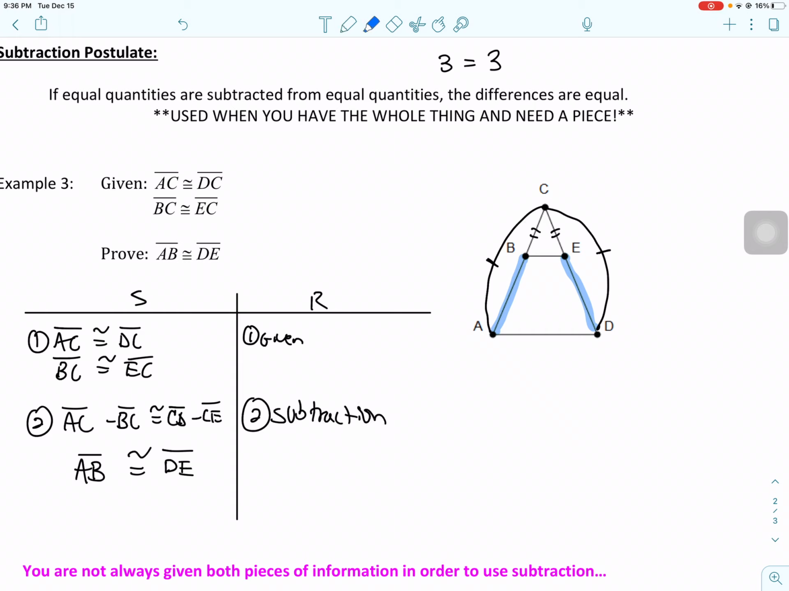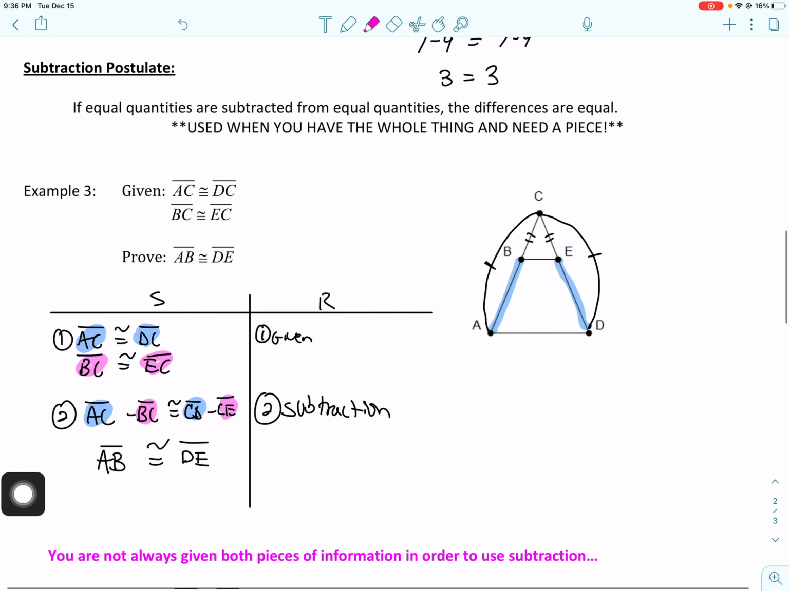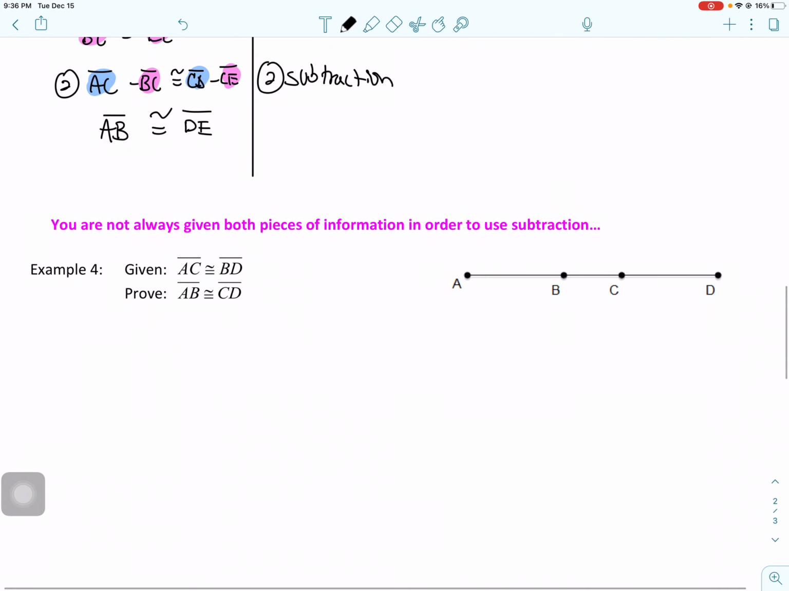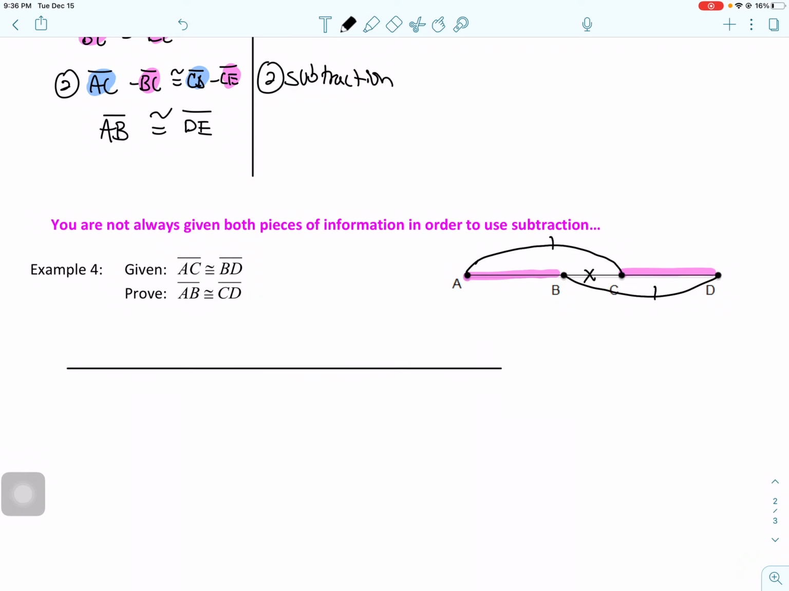How do we know this is true? Well, AC and DC are the same. BC and EC are the same. So if you take equal parts and you take away the same equal parts, then what you're left with will also be equal. Subtraction postulate. Similar to up top, AC is congruent to BD. And that's all they tell us, but they want us to prove that AB and CD are the same. So if I cut out BC from the equal parts, what I'm left with will be equal.